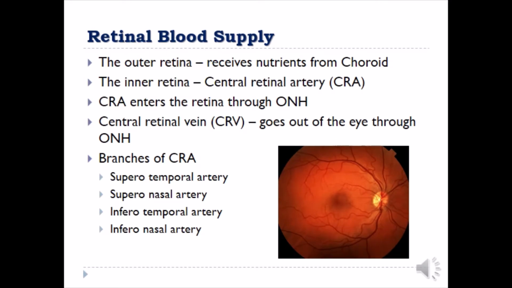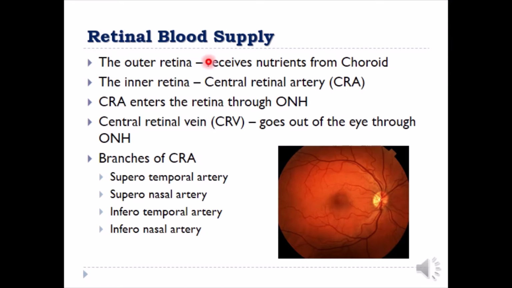Okay, in this slide we'll be discussing the retinal blood supply. How is the retina getting blood? We already know that the outer retina means the retina that has the retinal pigment epithelium and the photoreceptor cells. That is a part of the outer retina. It receives nutrients from the choroid, because just outside the retina we have the choroid to supply the nutrients.